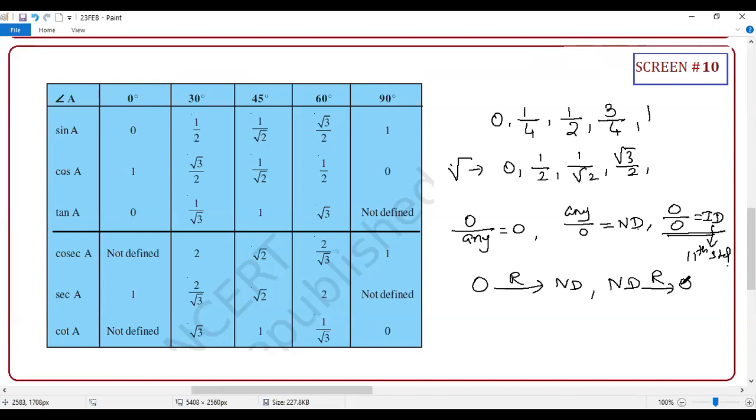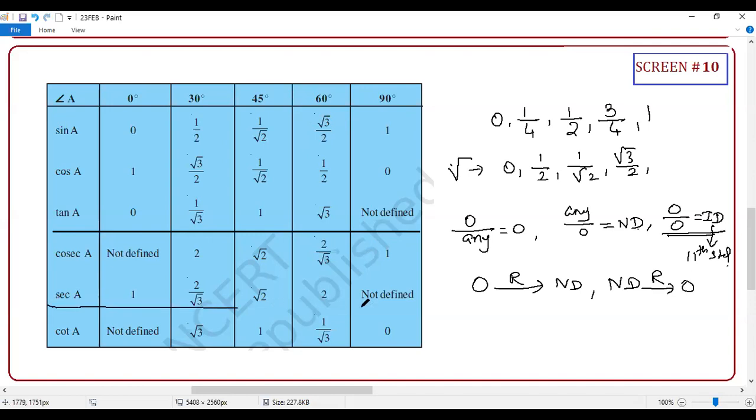Okay. Now coming to that. Cosec. What is that? 0. 0 reciprocal is what? Not defined. According to that. Are you seeing that? Now 1 by 2 reciprocal is what? 2. 1 by root 2, root 2. Root 3 by 2, 2 by root 3. 1 reciprocal 1. Clear or not? Now coming to this, student.